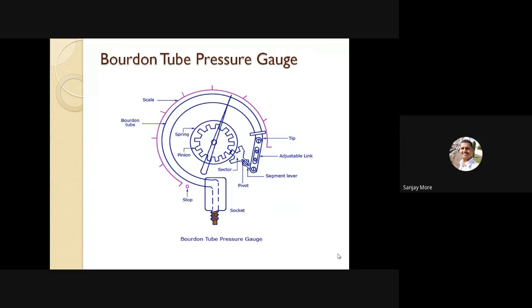So I think all of you have completed. See, this is the Bourdon tube pressure gauge. This is the basic instrument or basic device to measure pressure.